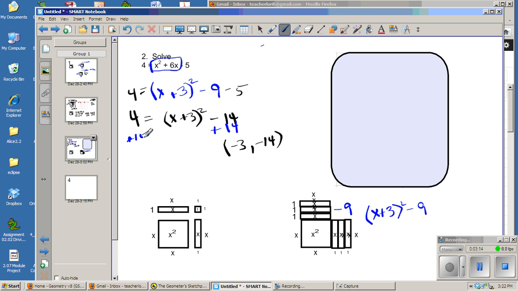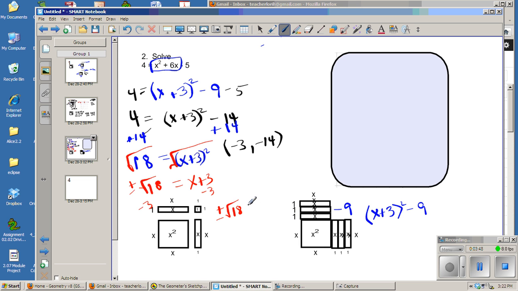And now I have 18 equals x plus 3 squared. And if I take the square root of both sides, I can get that x plus 3 all along, because the square root kind of cancels the square. So plus or minus the square root of 18 is equal to x plus 3. And then my last step would just be to subtract 3 from both sides. So now I have plus or minus the square root of 18 minus 3 is equal to x.